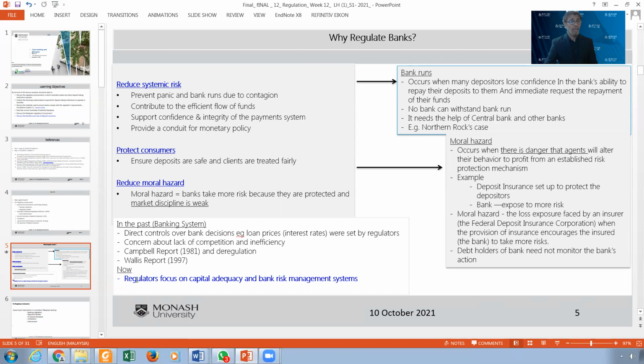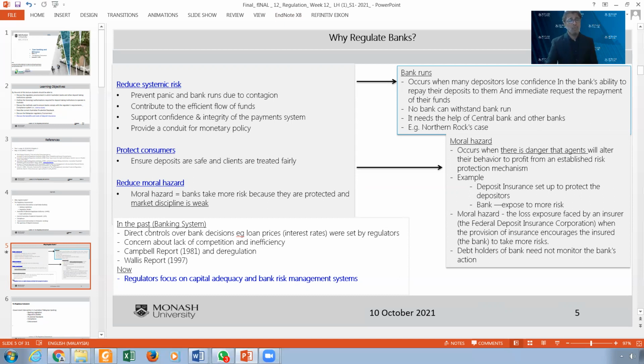Now, bank run we have talked about before, and I think when we talked about liquidity, a moral hazard is, as I told you, the use of, for example, deposit insurance in the wrong way by assuming more risk since they are insured. Now, banking regulation has also been followed.